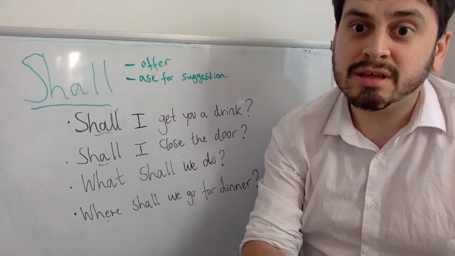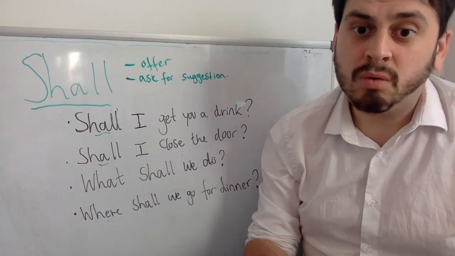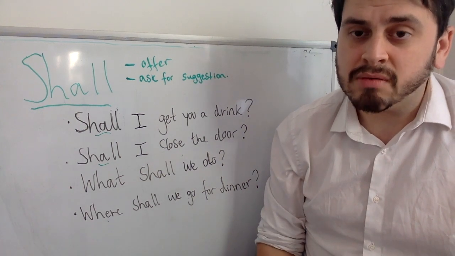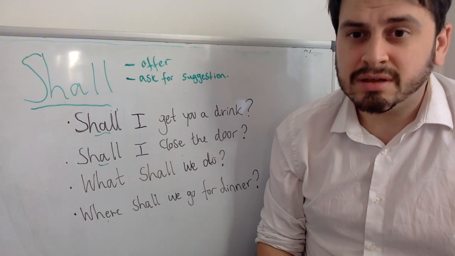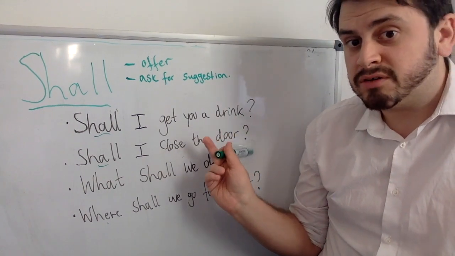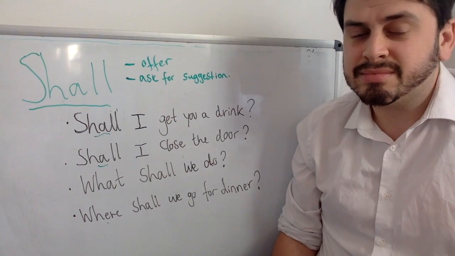Now maybe the first thing you've noticed here is that all of them are questions, right? And this is mainly how we use shall. We usually use shall in questions. So you see we have a question, question, question and a question.